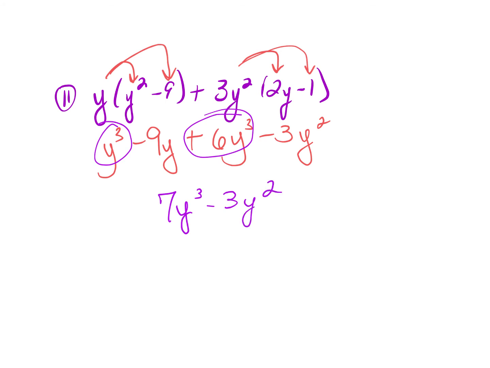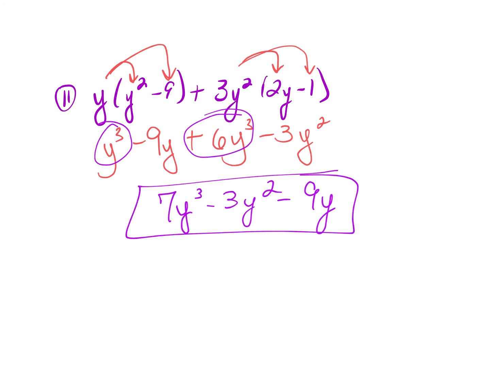Now what? Negative 3y squared. Then what? Minus 9y. Awesome. Leading coefficient? 7. Constant? None. Degree? 3. How many terms are there? 3. So we call it a trinomial. Awesome. Good, guys.